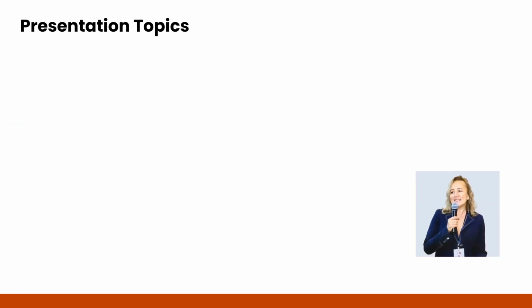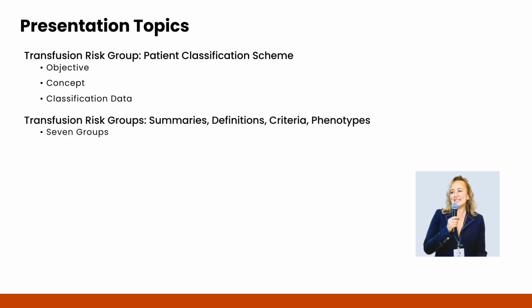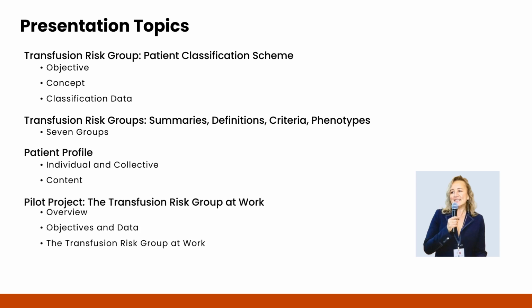Presentation topics. In this video, we will be introducing a new patient classification scheme, the Transfusion Risk Group. We will discuss the 7 transfusion risk groups, reviewing their definitions, criteria, and phenotypes. We then explain IHF patient profile both at the individual and collective levels. Then demonstrate through the IHF pilot project a real-life application of the TRG concept. We conclude with showcasing TRG's use throughout the IHF framework and the capabilities it enables.